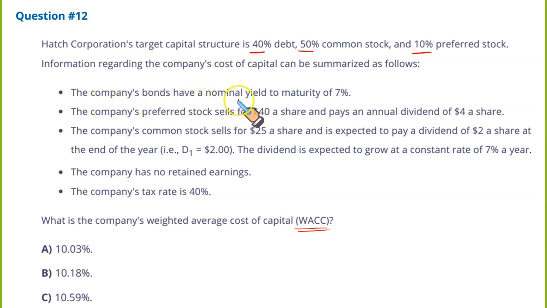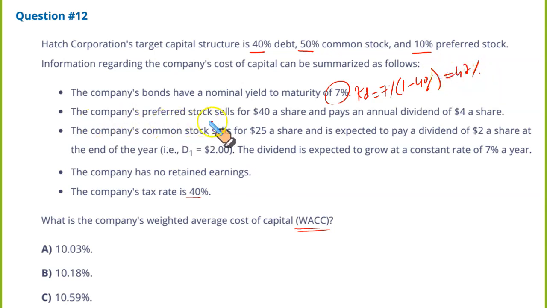The company's bonds have a nominal yield of 7%. Take this to be the cost of debt before tax. KD is equal to 7% times (1 minus tax rate), that is 40%. Do whatever you can do right there and then. Instead of just reading the question first and then doing the computations, you will simply waste time. 7 times 0.6 gives you 4.2. This is the after-tax cost of debt.